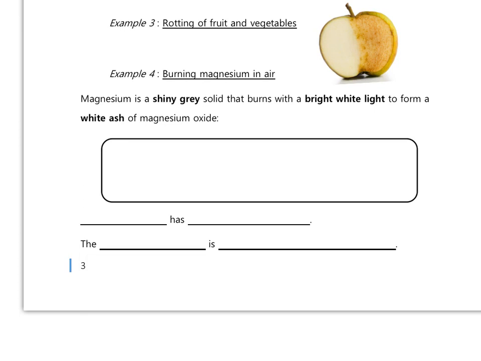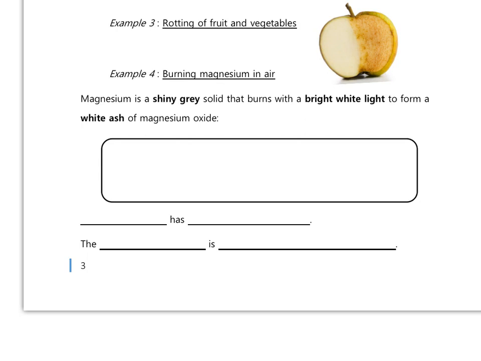So it's the content of the fruit and the vegetables that's reacting with the oxygen in the air, and that's what causes, for example, an apple skin to turn brown or a banana to ripen and then turn brown as well. So rotting of fruit and vegetables is an oxidation reaction. Next, we're going to look at the reaction of magnesium with oxygen. If we were to burn magnesium, a reaction which you've done many times since first year, magnesium we know is a shiny grey ribbon or a shiny grey solid. It burns with a bright white light to form a white ash of magnesium oxide.